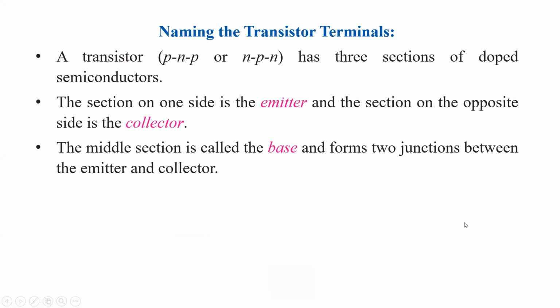So naming of the transistor terminals, how these transistor terminals are named. In a transistor, either it is PNP or NPN, it has three sections of doped semiconductors. Okay, so in a PNP transistor, there is a middle region of N-type semiconductor, and the other two regions are P-type. In an NPN transistor, two regions are N-type and the middle region is P-type. Okay, the section on one side, usually the left-hand side, is called the emitter. The section on the right-hand side is called the collector.